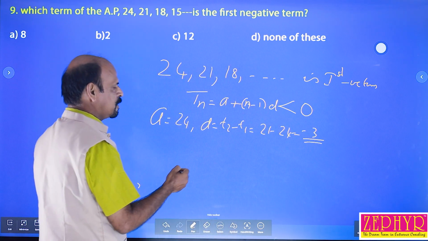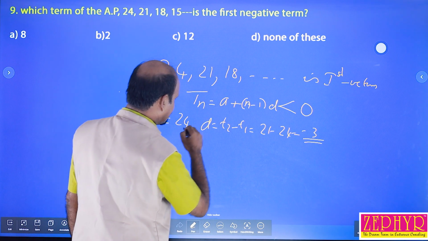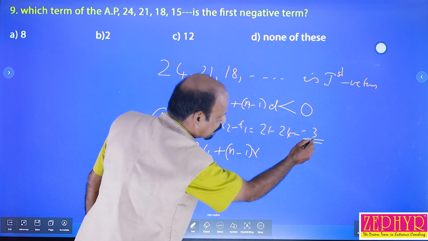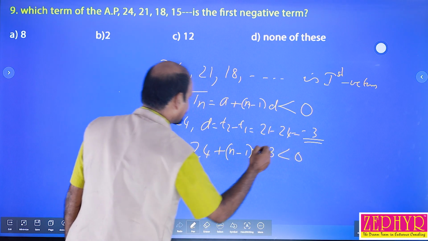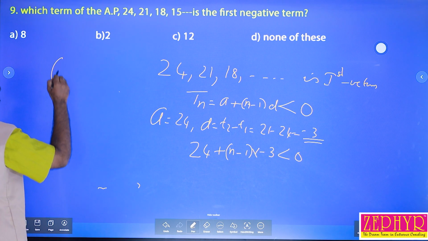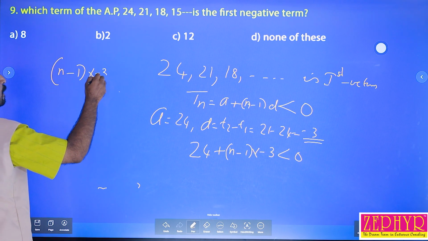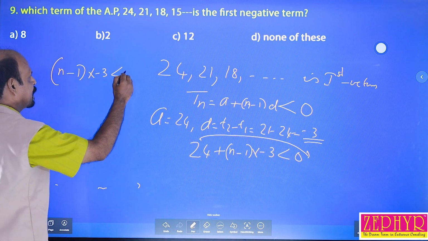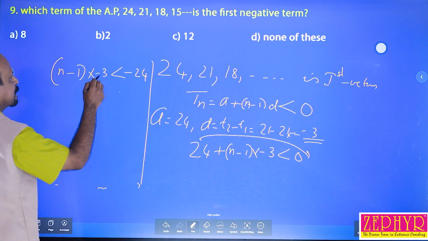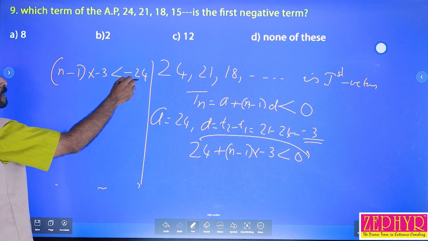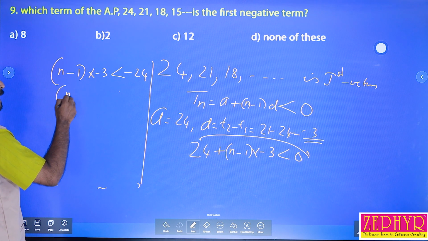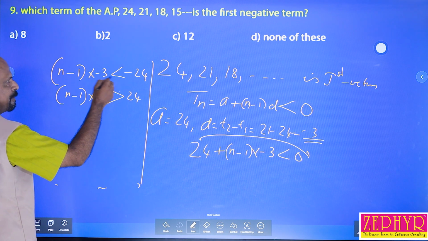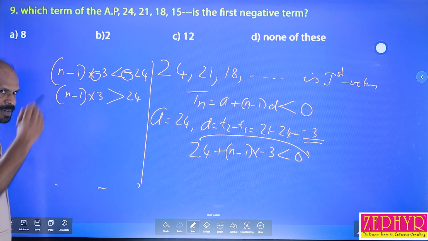So substituting these values, now a is 24, 24 plus (n minus 1) into d, we got the value negative 3, less than 0. Solving this, (n minus 1) into negative 3 less than minus 24, as 24 is transposed to the right side of the inequality. So here minus 3, here minus 24 is there. While cancelling this negative sign, you will get (n minus 1) into 3 greater than 24, because when we cancel the negative sign, the inequality reverses its sign.